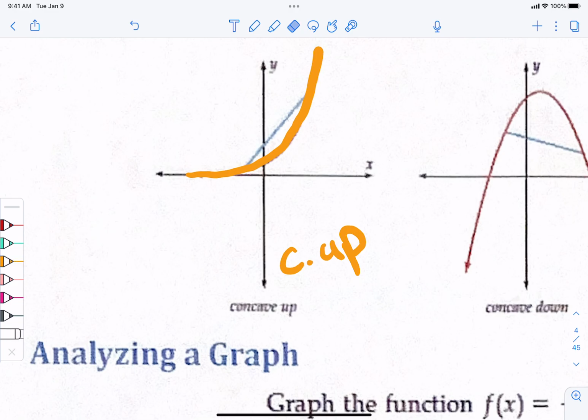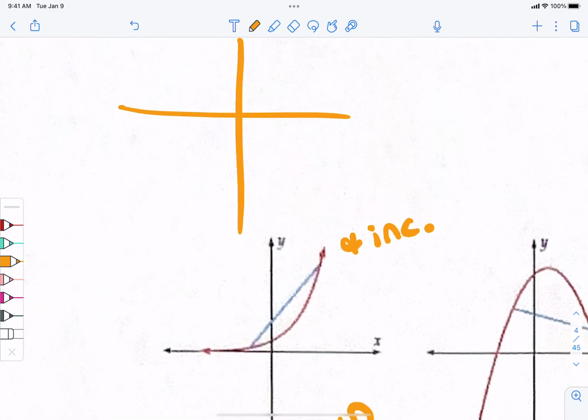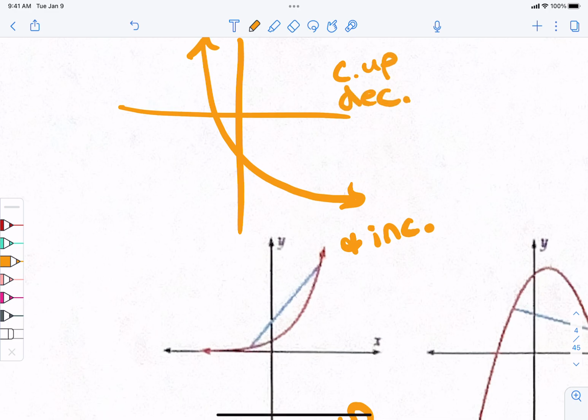For example, I can have this be concave up and increasing, right? This is an increasing function. But I can have it be decreasing and concave up. Here's what it looks like. It's cupping the other direction, but it's going downhill from left to right, correct? So this is concave up and it is decreasing. So concave up has nothing to do with increasing, decreasing.